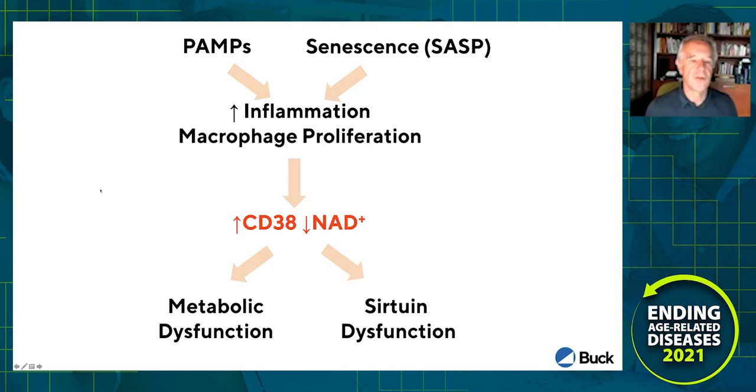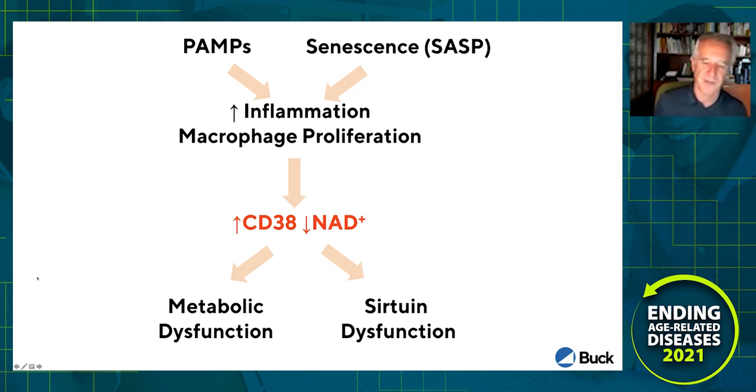Now, this led us to the following model: that both the PAMPs associated with the so-called leaky gut and senescence via the SASP both lead to chronic inflammation. This has been shown before, but also lead to macrophage proliferation. One of the SASP proteins is actually a macrophage proliferation factor. We're still working on this. It's obviously an interesting observation that could explain why macrophages increase during aging. We also observed, and I've shown you today, that this leads to an increase in CD38 expression, which leads itself to NAD depletion.